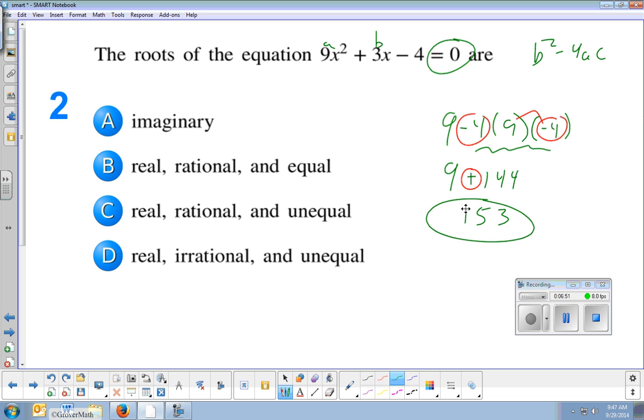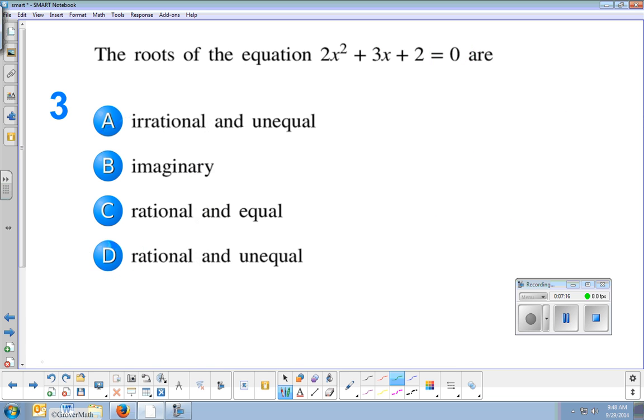And so because it is positive, you don't need to put that plus sign there, but I didn't want to erase all that. Because it's positive, that means that it's real. So that gets rid of that. Is 153 a square? No, it is not. So that gets rid of our rational options, and it has to then be D, irrational.